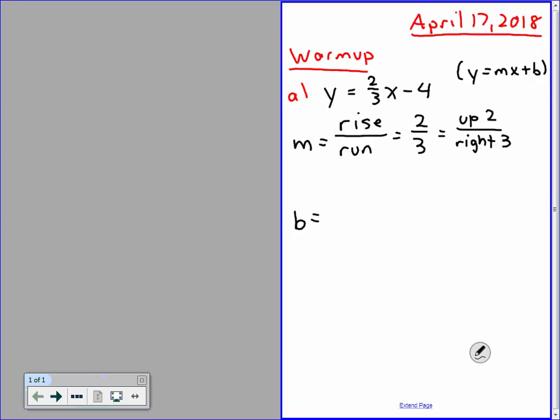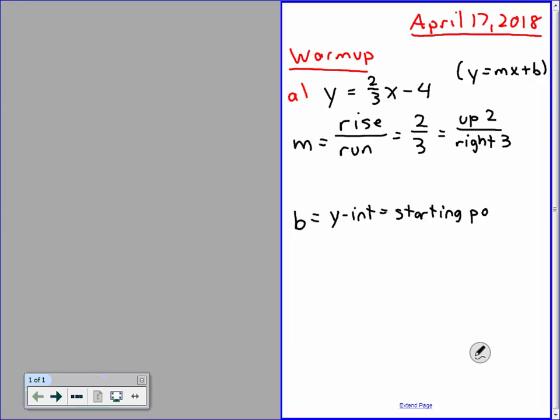Okay, what does b stand for in English, please? Remember? The y something. Y-intercept. What does the y-intercept mean? Well, that's like your starting point, right?